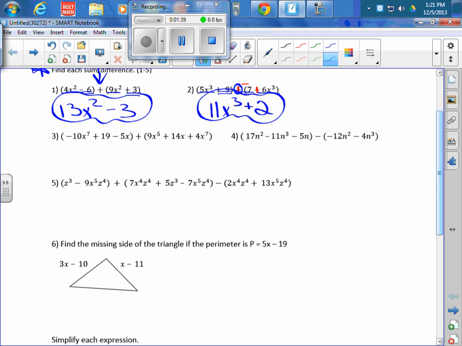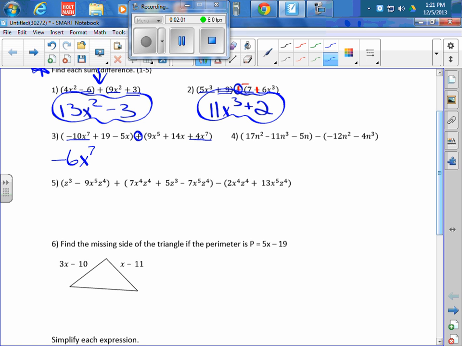And number 3, again, you're adding. So all we need to do is go through here and combine your like terms. Now, find the highest exponent. That would be, listen, now we have a 10x to the 7th. Any other x to the 7th? Yeah, we have plus 4. So add those together. You're going to add their coefficients. Negative 10 plus 4, negative 6, x to the 7th.